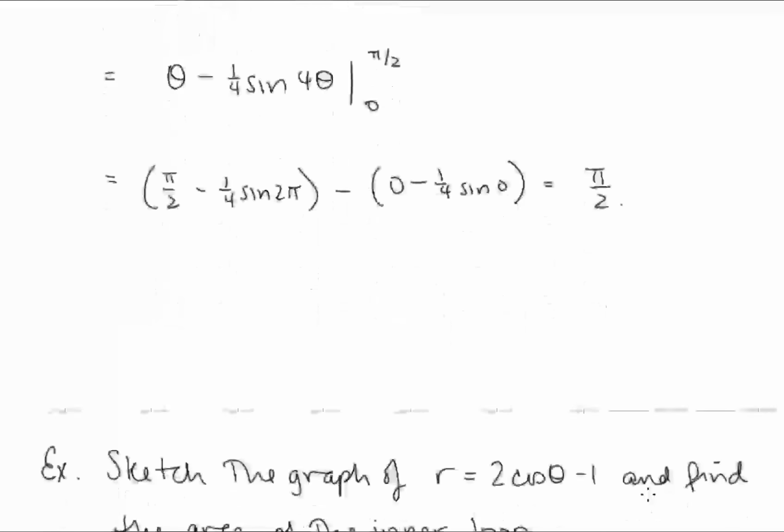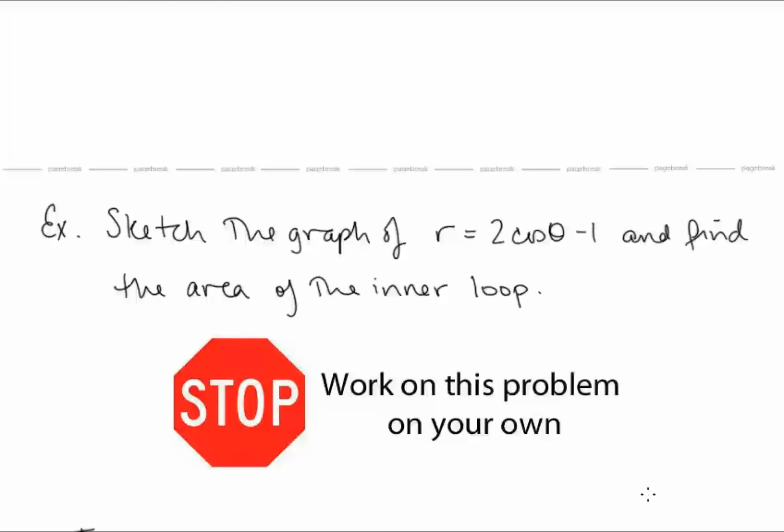Let's take a look at another. Sketch the graph of r equals 2 cosine theta minus 1 and find the area of the inner loop. Please pause the video and work on that.